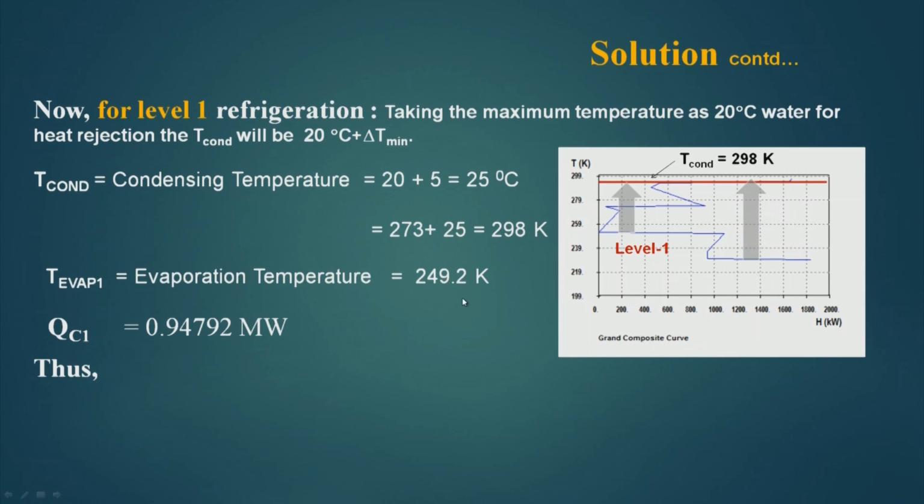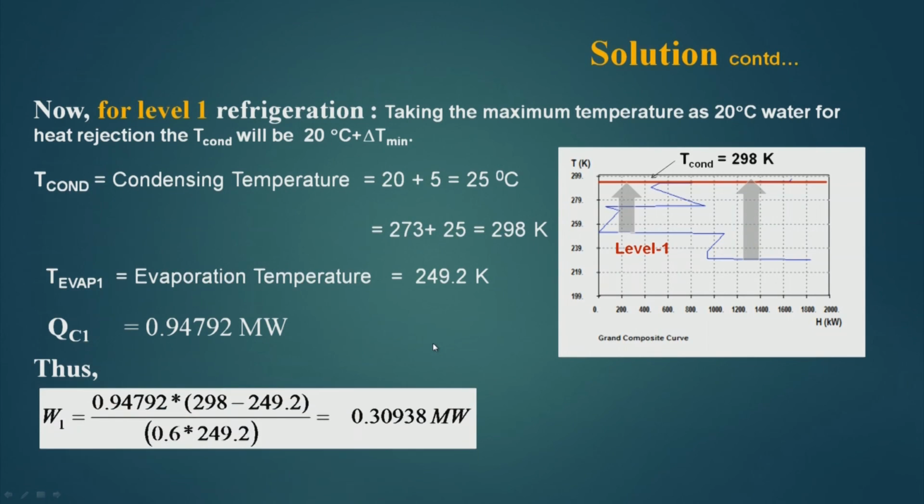So, T evaporator is 249.2 Kelvin and Q which will be taken up from this level to this condenser is 947.92 kilowatt. So, we can calculate our power requirement, this comes out to be 0.30938 megawatt. So, to take the heat from this level to the condenser, which is operating at 298 Kelvin, the work required will be this much, 0.30938 megawatt.